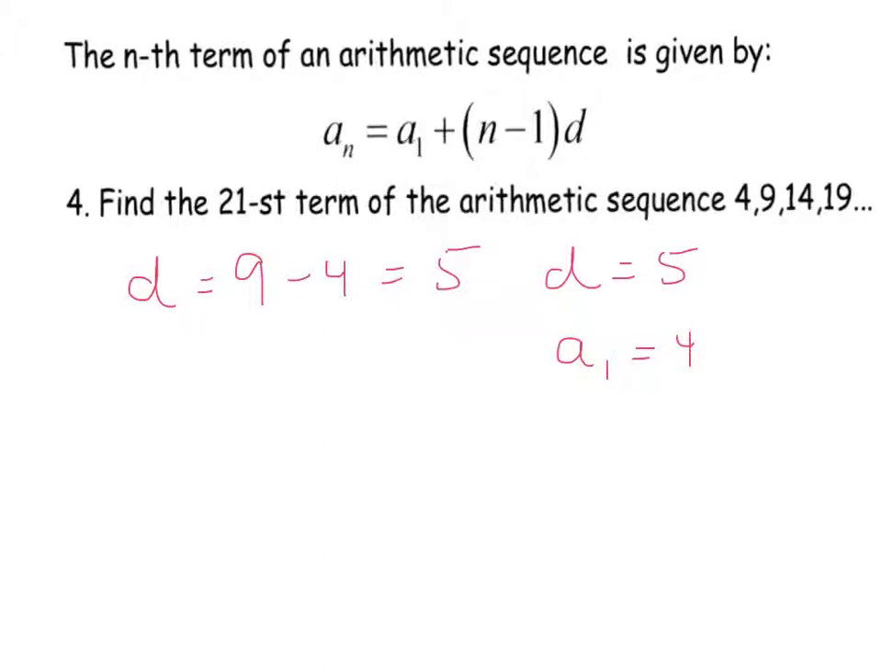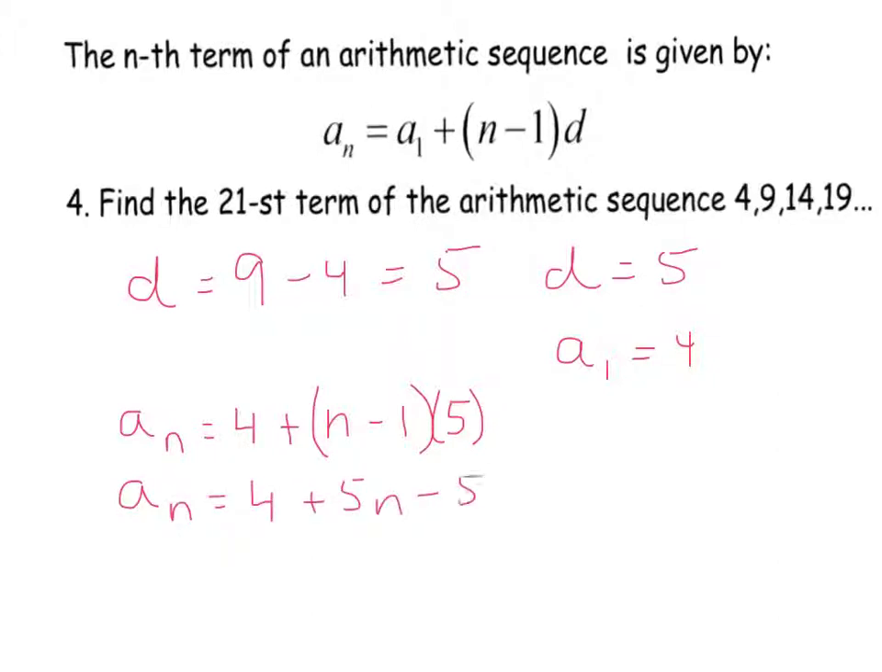So I am going to first write the rule for this arithmetic sequence, where an will equal a1, which is 4, plus n minus 1 times the common difference, which is 5. So now I need to simplify. So an will equal 4 plus 5n minus 5. Finally, an will equal 5n minus 1. So this basically gives me the rule for this arithmetic sequence.